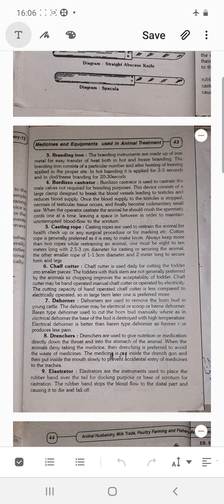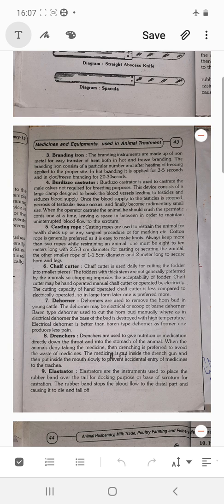Dehorner. Okay, it is used to dehorn, or remove horns. Dehorners are used to remove the horn bud in young cattle. The dehorner may be electrical or scoop or barrel dehorner. Barrel type dehorner is used to cut the horn bud manually, whereas with the electrical dehorner, the base of the bud is destroyed by high temperature. Electrical dehorner is better than the barrel type dehorner as it produces less pain.